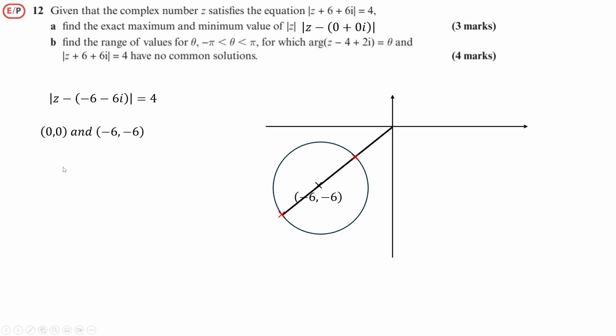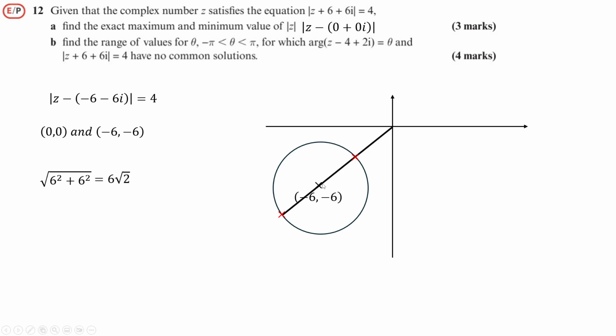And this is the way that you're actually taught it. So here we've gone across 6 and we're going up 6. Okay, so this line here is just going to be the square root of 6 squared plus 6 squared, which is just 6 root 2. So this full length here is 6 root 2.